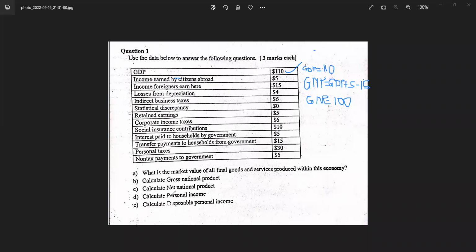Okay, let's go ahead. Calculate net national product, NNP. Please, I thought GNP is calculated by subtracting the net factor income from the GDP. But that's what we did. Net factor income is going to be 5 minus 15, and you get -10. And we know GDP plus net factor income.